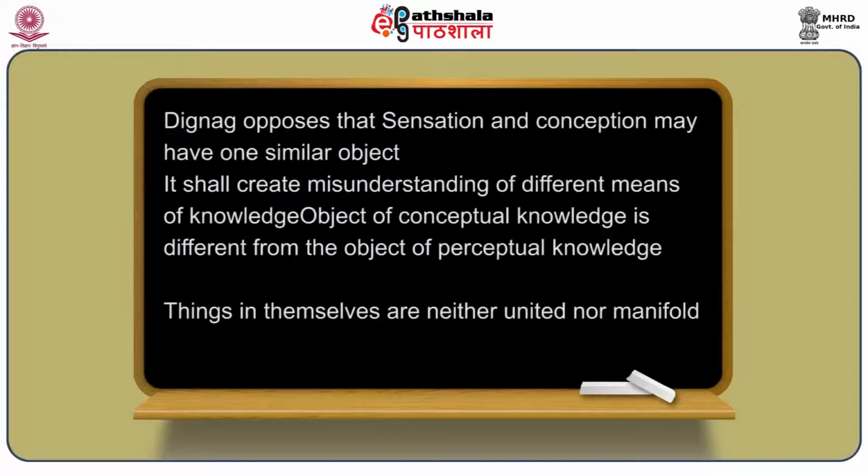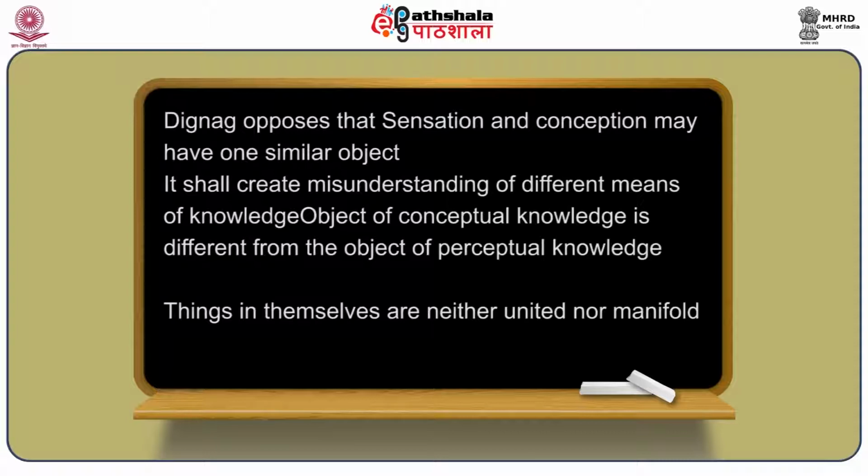According to him, if objects are held to be similar to different types of cognitions, then there would be misunderstanding of different means of knowledge. The object of conceptual knowledge is totally different from the object of perceptual knowledge and must be non-perceptual, and vice versa. But the Naiyayikas, who hold the position of realism, argue that one and the same object may be shown by the two cognitions in two different ways.